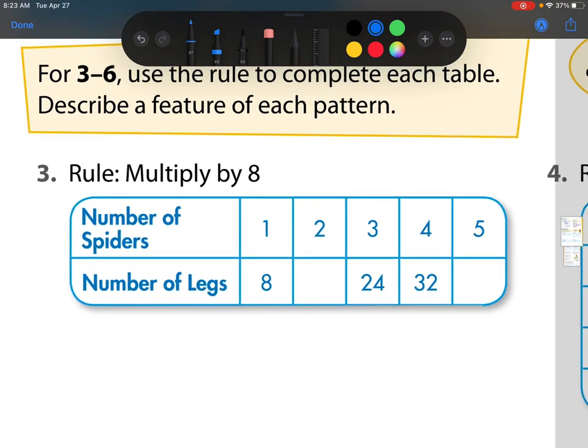Number 3, use the rule to complete the table. Describe a feature of each pattern. So what do we have here? Well, it's times 8. So how to get to top from the bottom? That's times 8. Times 8 is 16. Times 8. Times 8. Times 8. 5 times 8 is 40.